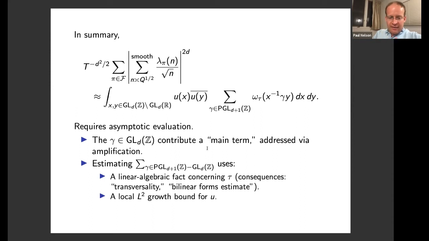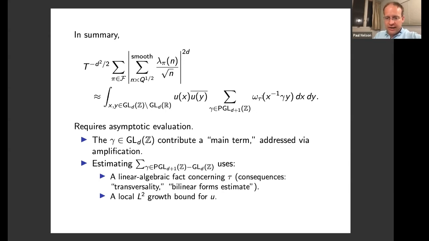The way that works is, the gamma that lie in the subgroup GLD end up contributing a main term, and that's something that is addressed using amplification. The remaining contribution we need to estimate, and we do that using two main ingredients.